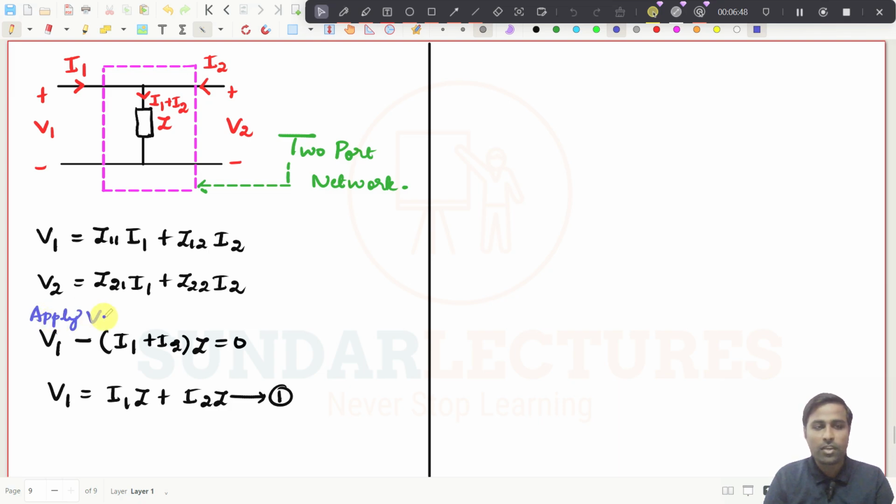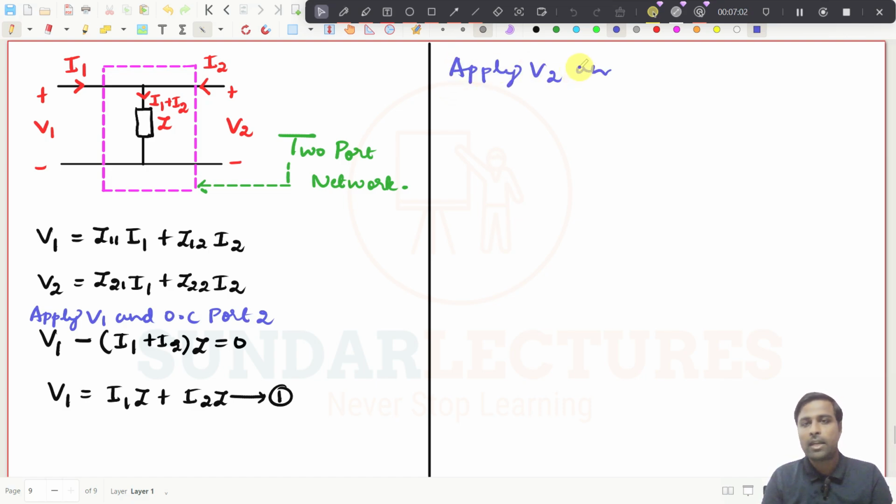Apply V1 and open circuit port 2, the second port, right? And now what I will do, apply V2 and open circuit port 1. You just open circuit the port 1. So I will apply here. So I can write the KVL expression for this particular loop.